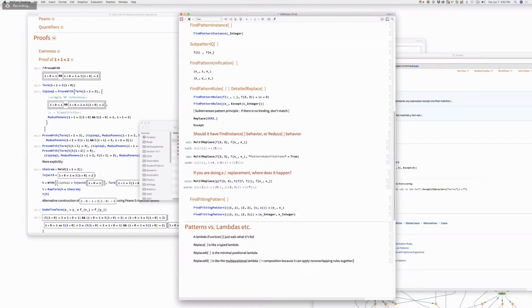So there are two different kinds of compositions that you can do, like sequential and parallel. No, but it can't do the sequential. Sequential would be replace repeated.